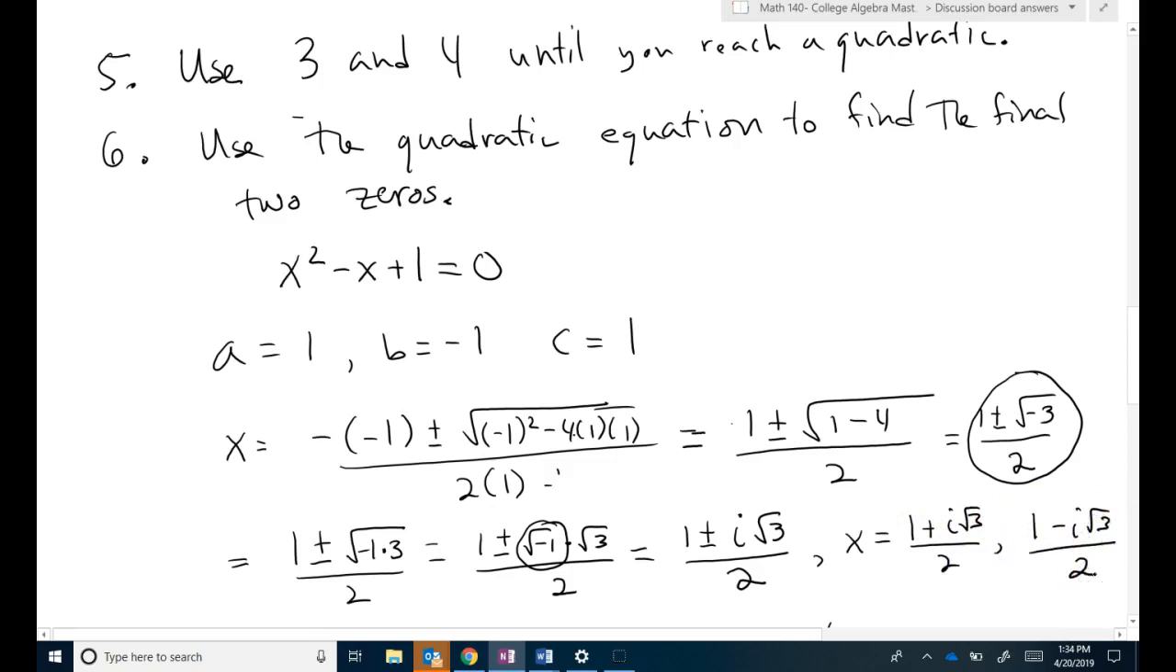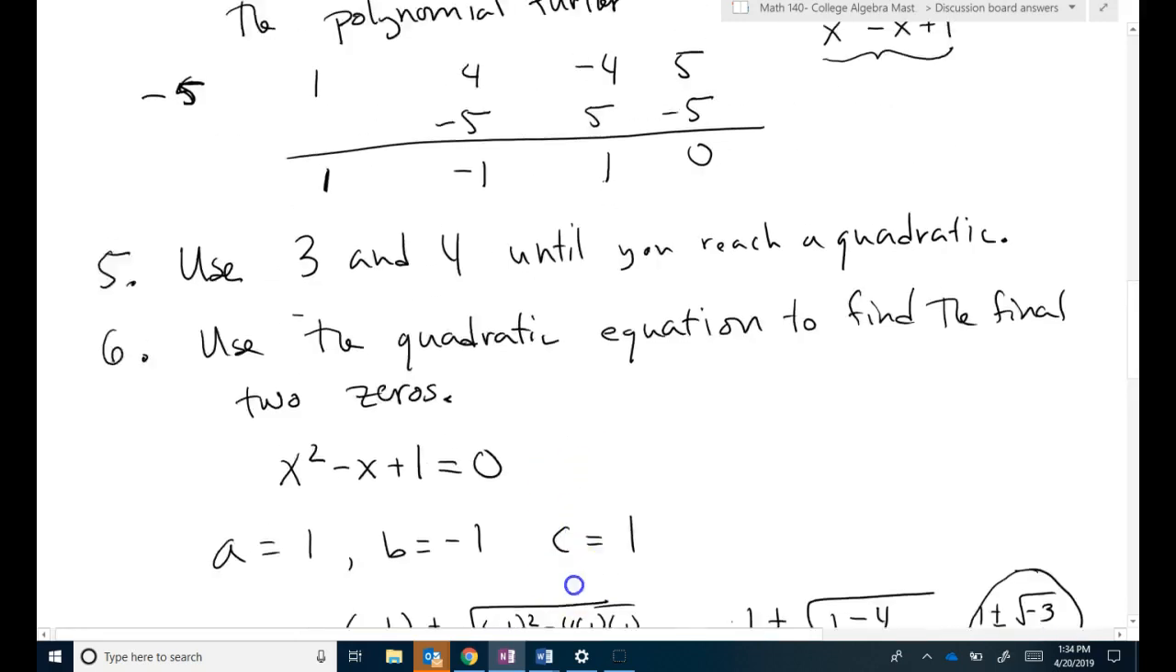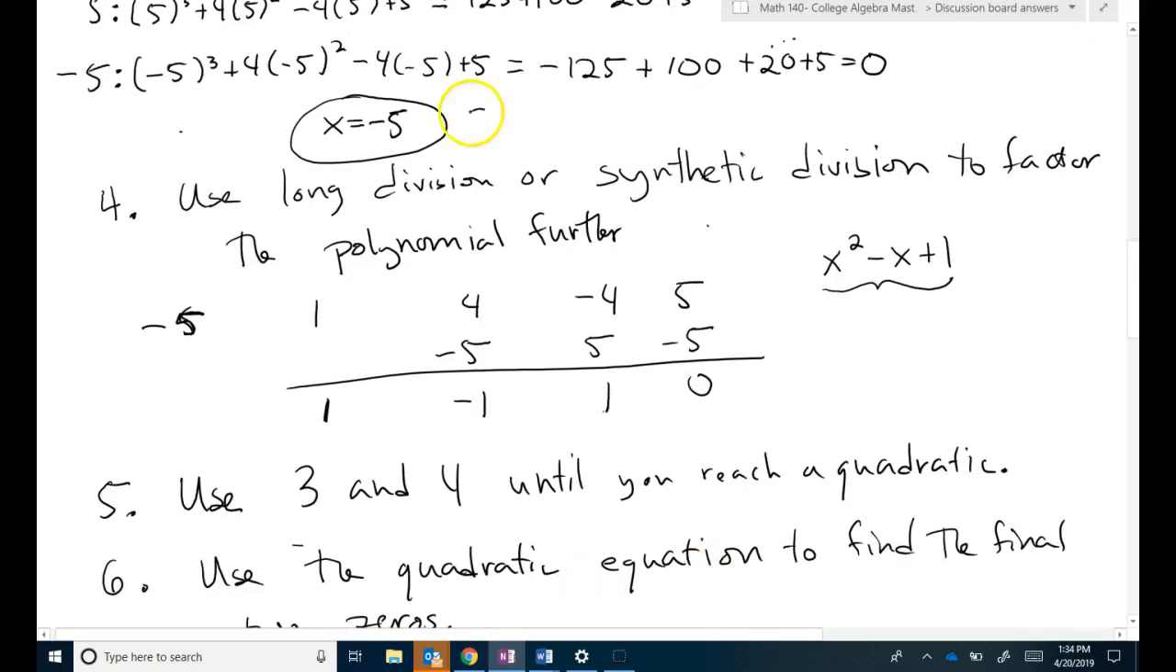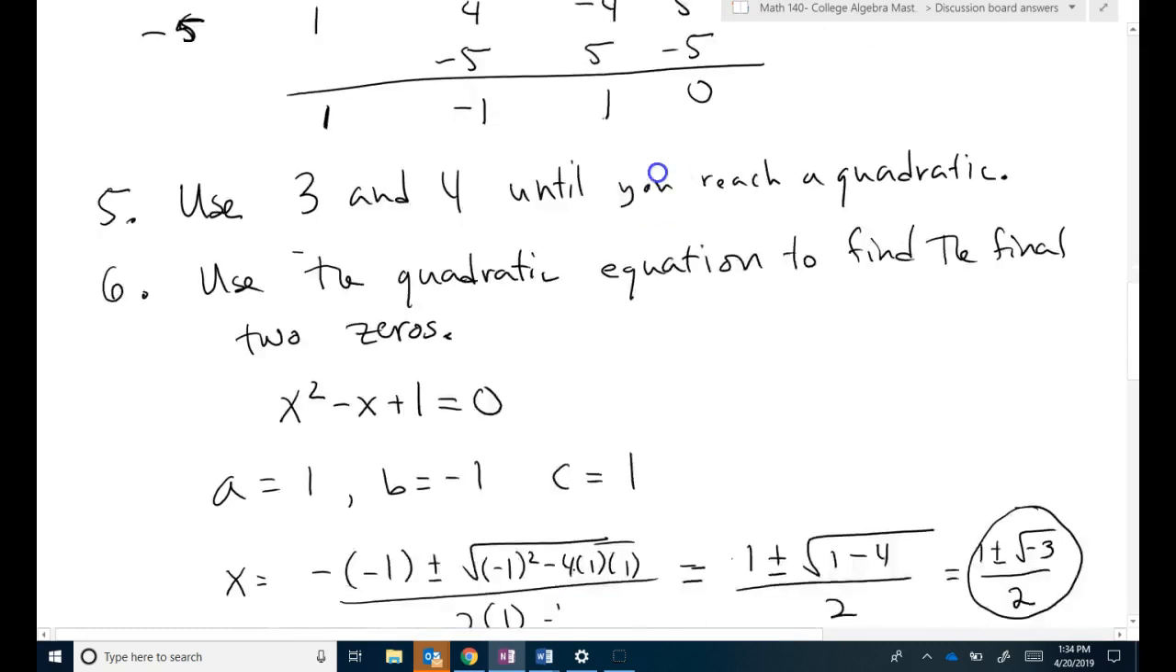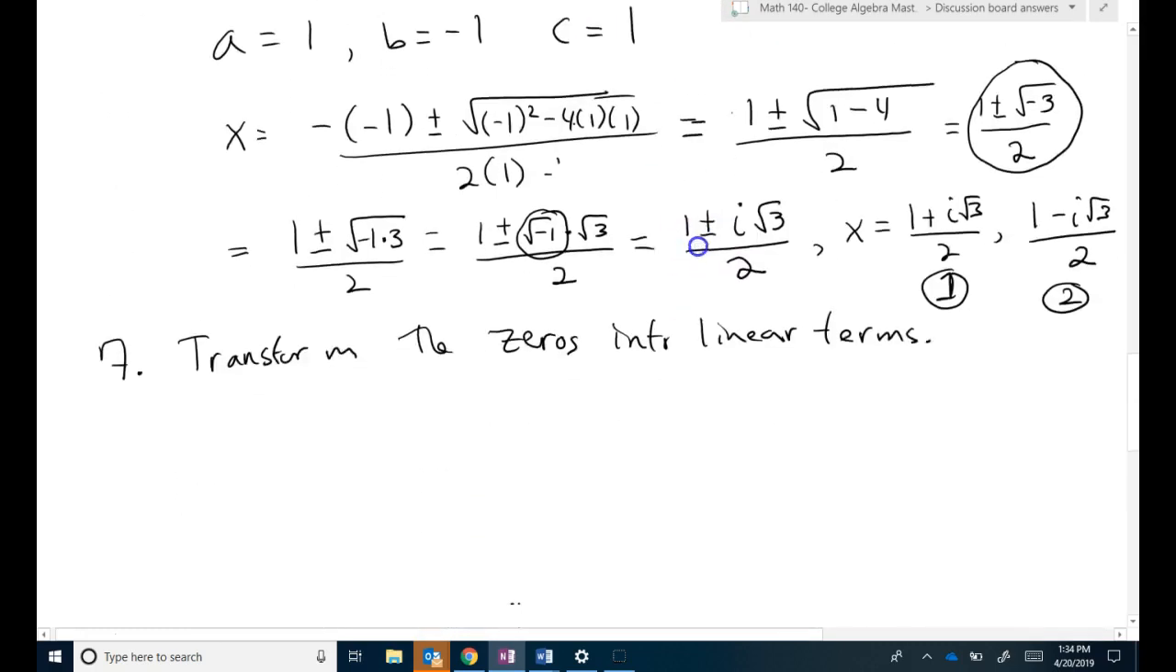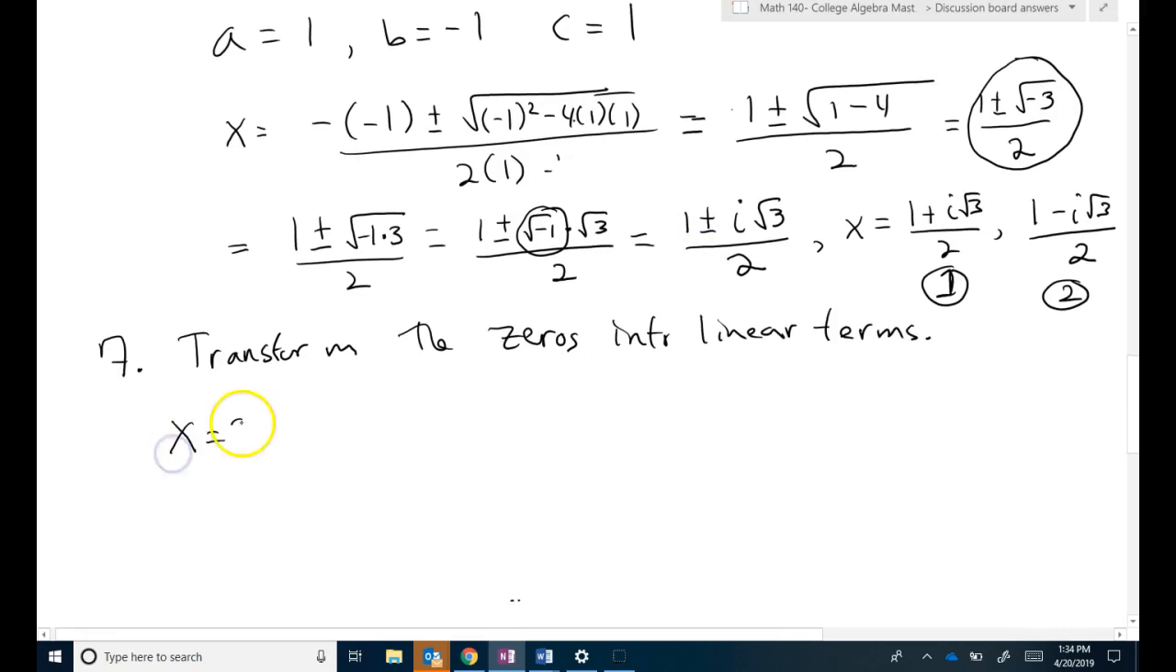All right, so now I have how many? I have 1. Here's my first zero. 2, second zero. And my -5, there's my third zero. So those are all the zeros of the polynomial. Okay, so I'm going to write those down. I have x equals 5, 1 plus i root 3 over 2, and 1 minus i root 3 over 2. Okay, those are all my zeros.